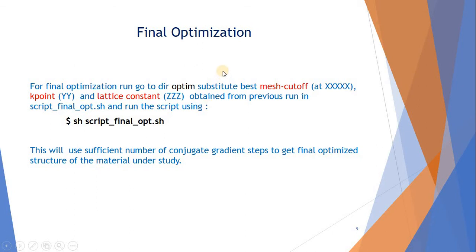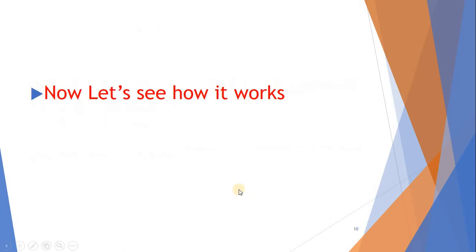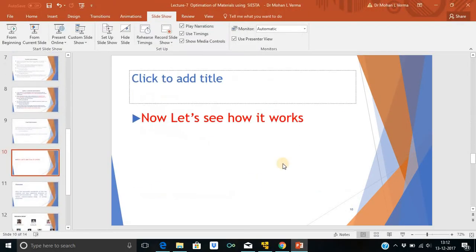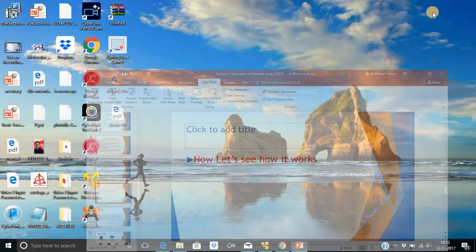By using these three data, the optimized mesh cutoff, second the k-points, and third the lattice constant, we will make one FDF file, and the final script we will run in the last. This will take obviously some more time because the conjugate gradient steps here are, I think, about 200. So this will take some time depending on the speed of your system. So let us see how this works by using the demonstration.